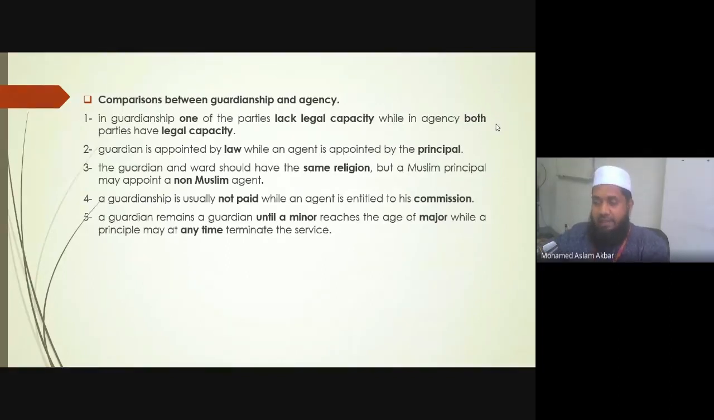Number five is the time, the period. For example, a guardian remains a guardian until a minor reaches the age of majority. Once the minor becomes an adult, he doesn't need any guardian; he can do things by himself. While a principal may terminate the service at any time, in the agency he can terminate any time. For example, it's about to be concluded and then suddenly you say, okay, you are fired. Usually that is the word people use. I am not happy with your agency, you are fired. For example, with lawyers: I'm not happy with the way you take my case, it's not in the right way, the progress is not good, so you are fired. You can do that any time in an agency.